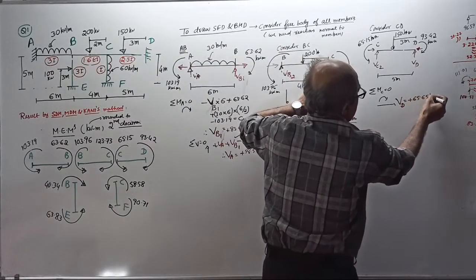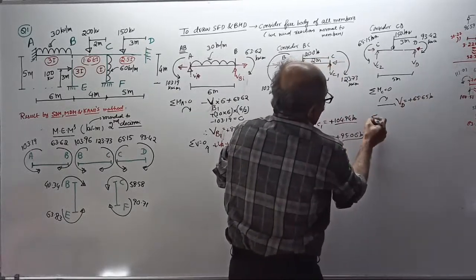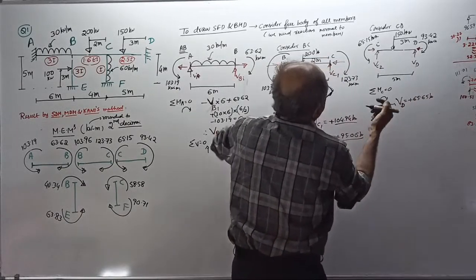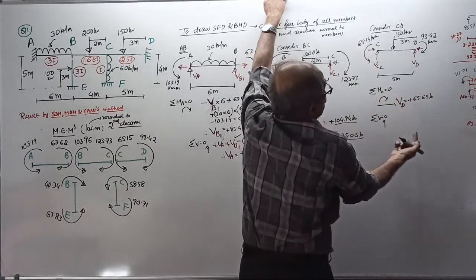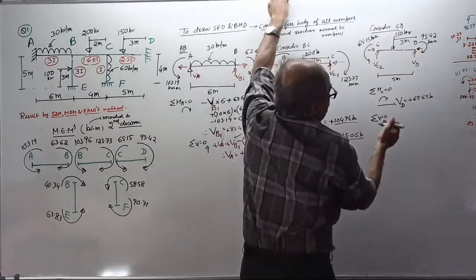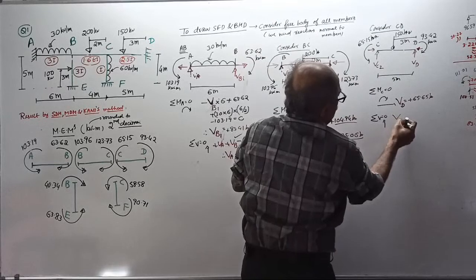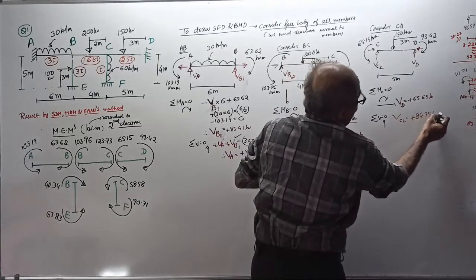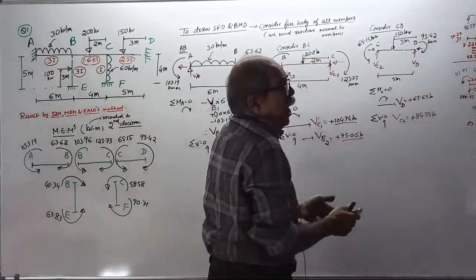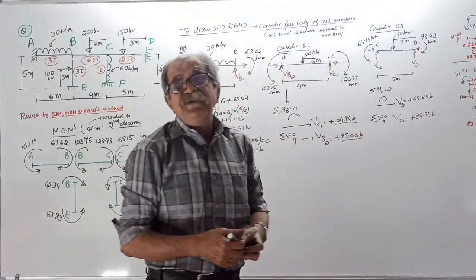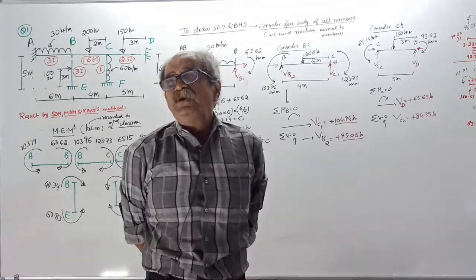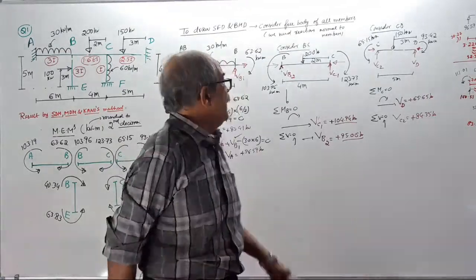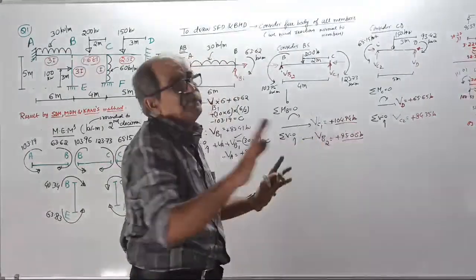65 kilonewton. Then sigma V equal to 0. Take upward positive: plus Vc2 plus Vd minus 150 equal to 0. You get the value of Vc2 as 84.35 kilonewton. Remember, all the reactions we got are positive. It means the assumed directions are correct. So later in the free body, I will get the same reaction.